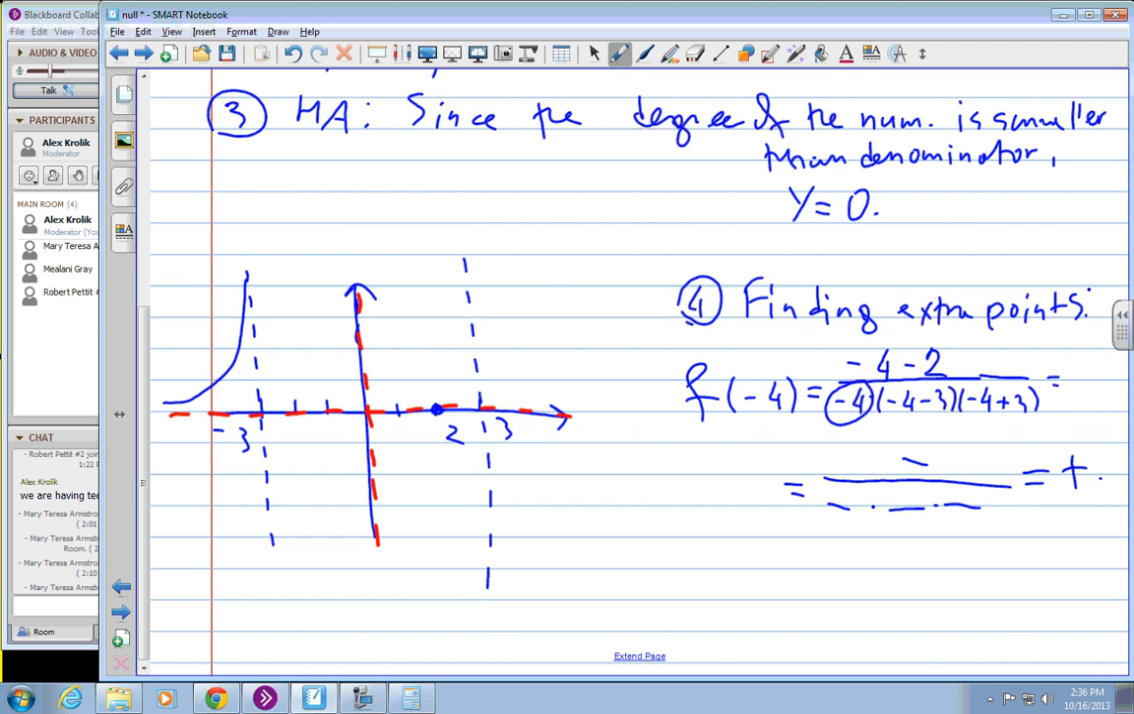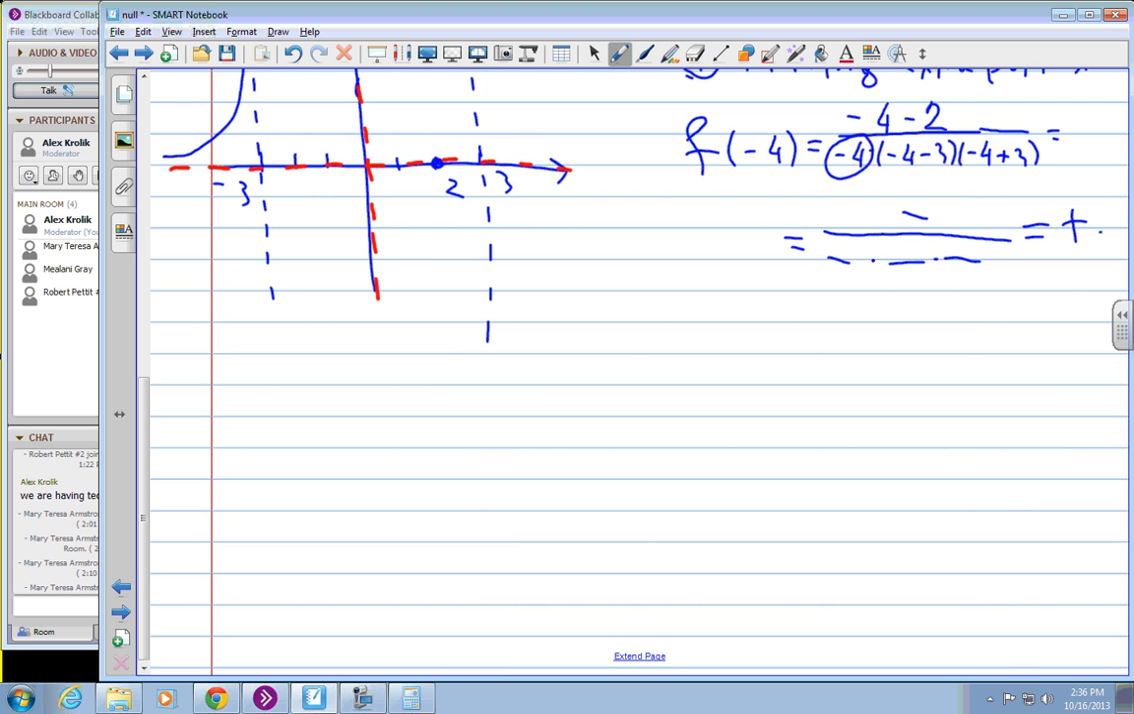Got it? All right, well, let's keep going. What will happen between -3 and 0? Yeah, you can plug in a number again. So pick a number between -3 and 0. -1. So let's do the same thing with -1. So that will be -1 minus 2 over -1 times -1 minus 3, -1 plus 3.